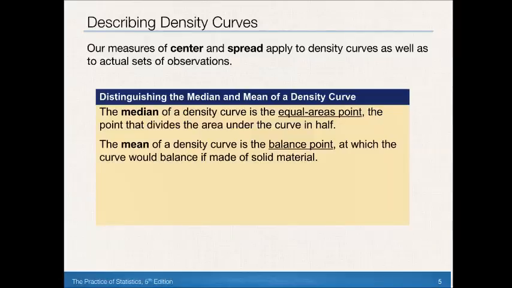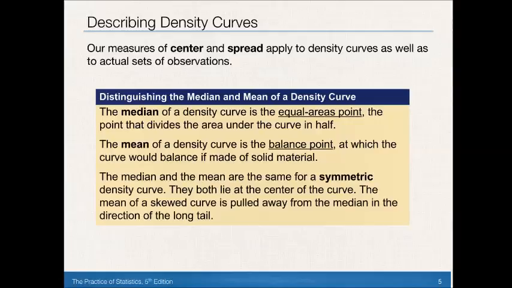We have these 3 graphs, and you can look at where this is showing the mean, the balance point. And so you can see when we put it on a curve, then it ends up to be exactly balanced because of the weight distribution. The mean and the median are the same if we have a symmetric density curve. They both lie on the center of the curve. The mean of a skewed curve is pulled away from the median, as we learned from last chapter.